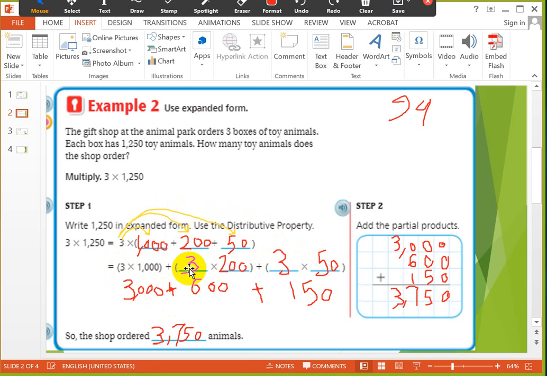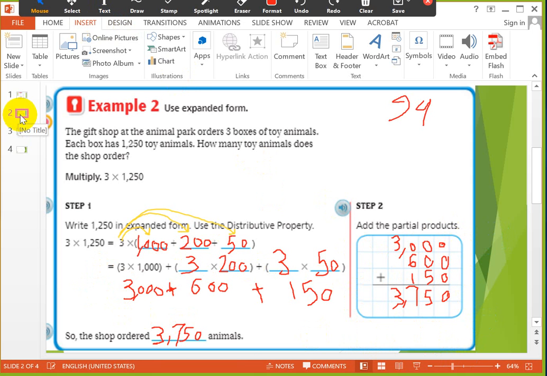Then you will multiply 3 with 200, so you have to multiply 3 with 2, the answer is 6, and put 2 zeros next to the answer. Then with a tens number, I will multiply 3 with 50, and it will be 15, and put 1 zero next to the answer. Last step, I have to add all those numbers like this vertically. I will order the numbers and add it and find the final answer, okay?